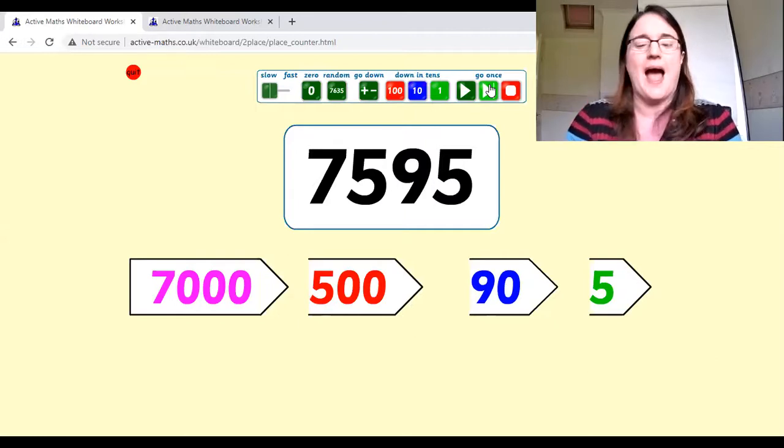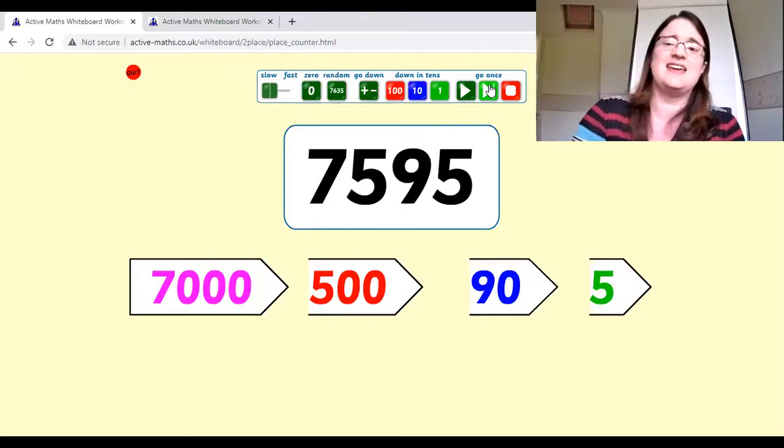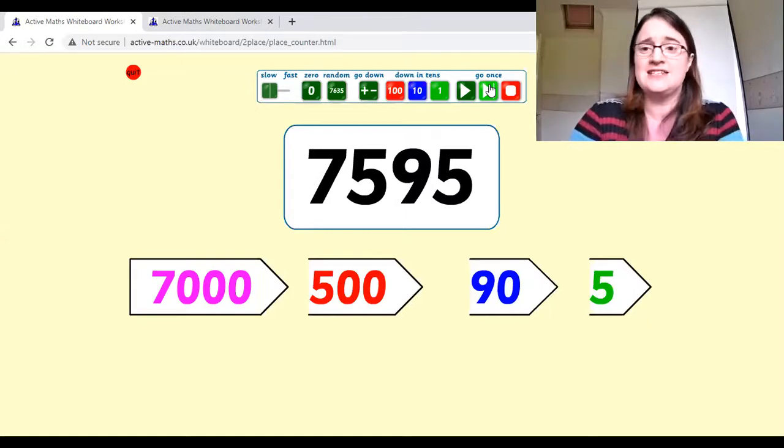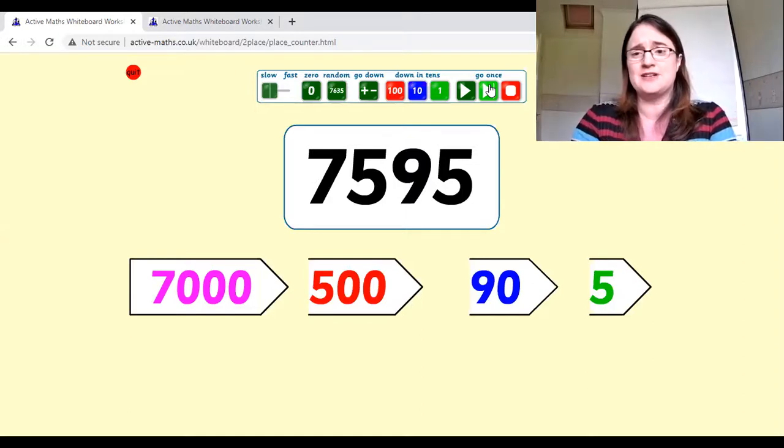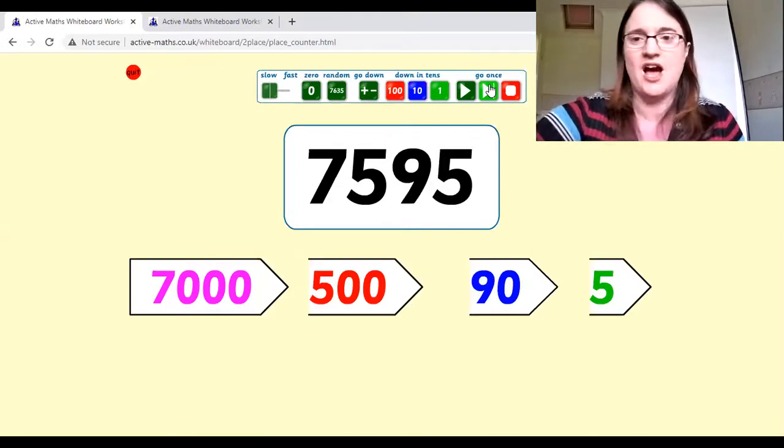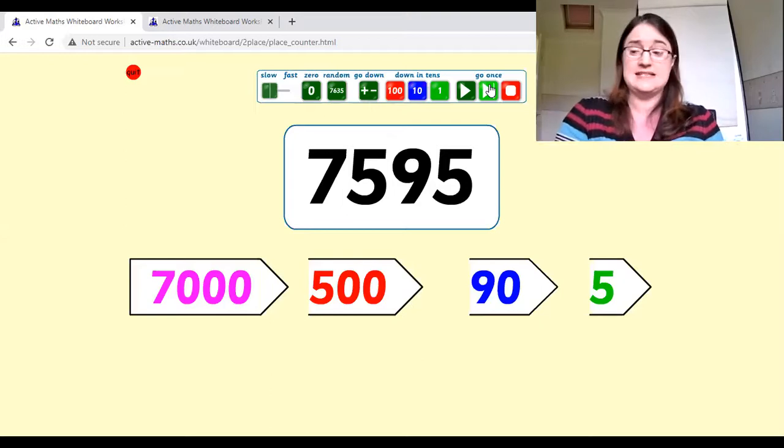7,595. So adding on 10 and taking away 10 is really simple until you get to bridging 100. And then that's the bit that people find really hard. This time we're going to do the same but with hundreds. So we're going to add and take away hundreds and it works in a really similar way.